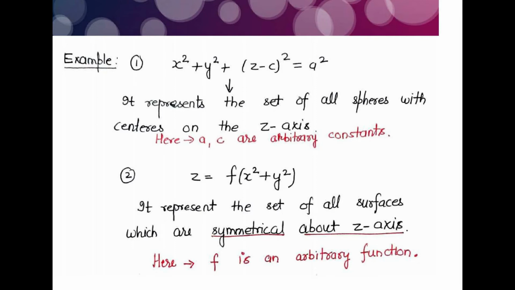For example, you can take (1, 1), (-1, -1), (1, -1), or the other way also. So this f is any arbitrary function. You change f, then correspondingly you have a new surface, but that surface is always symmetrical about z-axis.